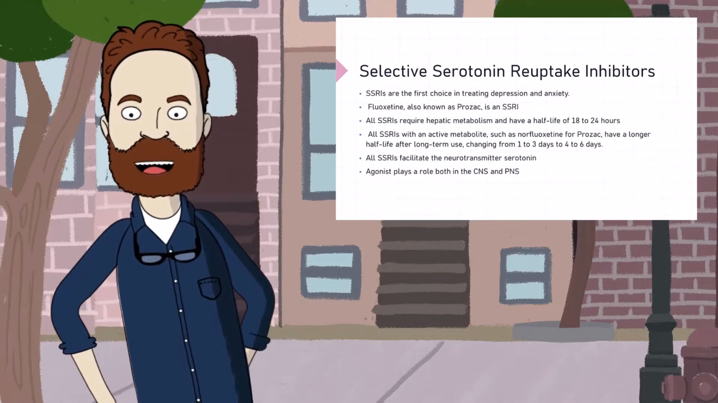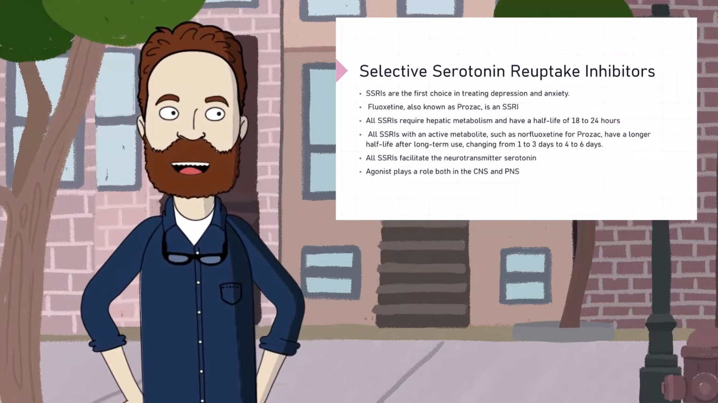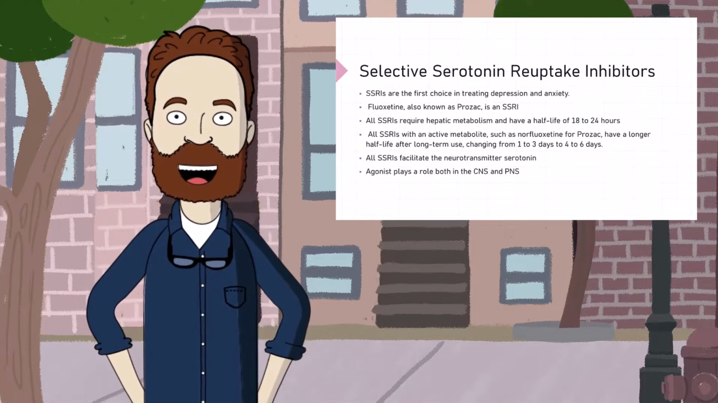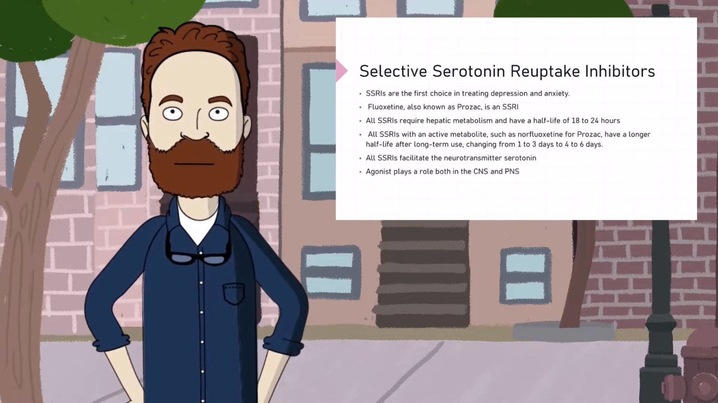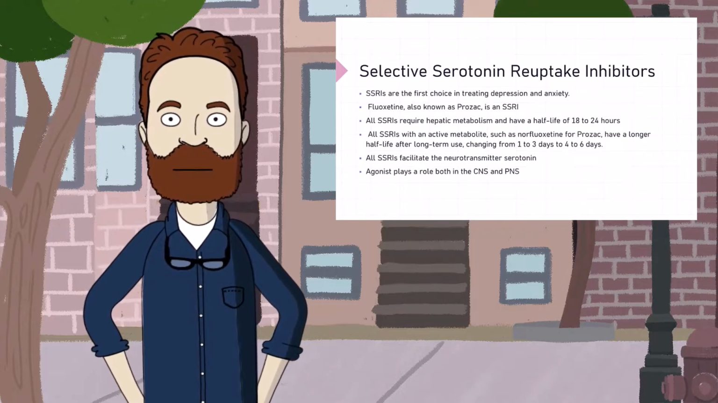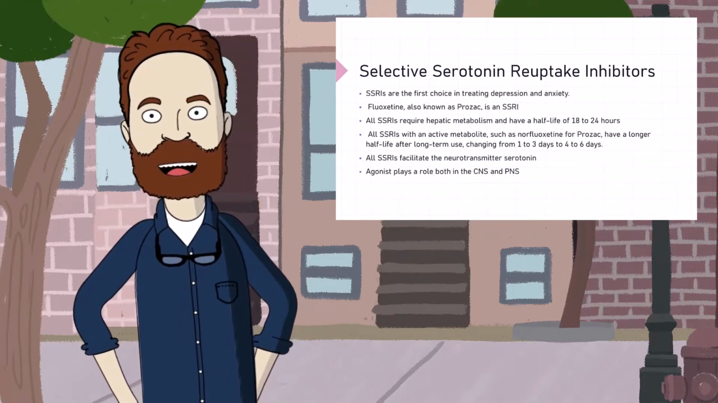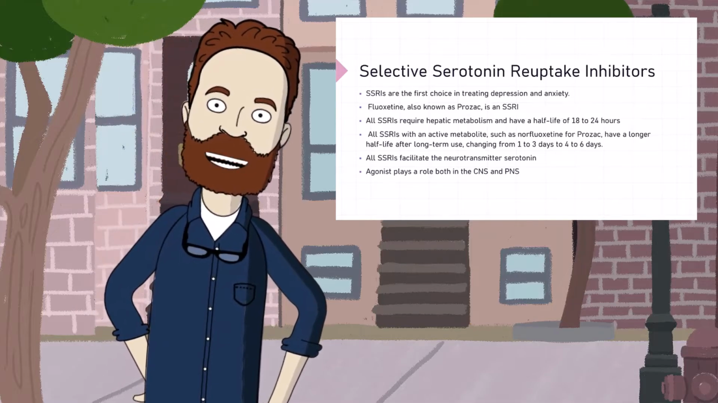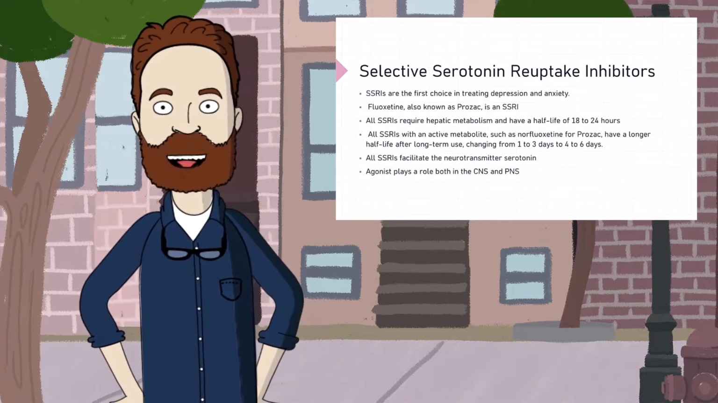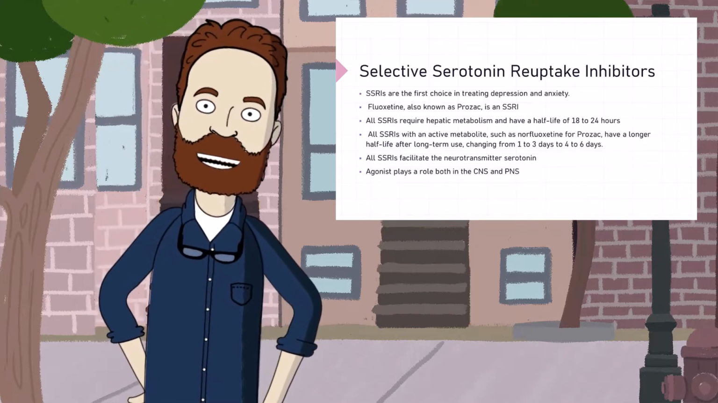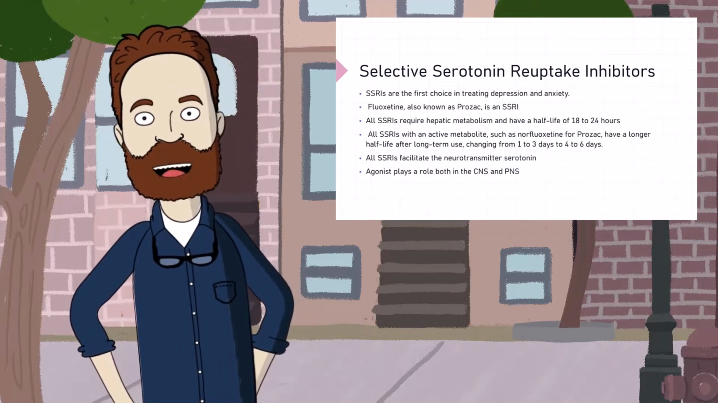Now, all SSRIs act by blocking the reuptake of serotonin back into the neuron. And by blocking the reuptake of serotonin back into the neuron, you're increasing the level of serotonin, which has been associated with mood. And this is why we think that SSRIs are very effective in treating depressive disorders.